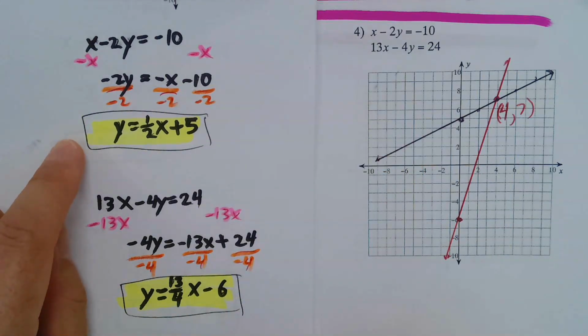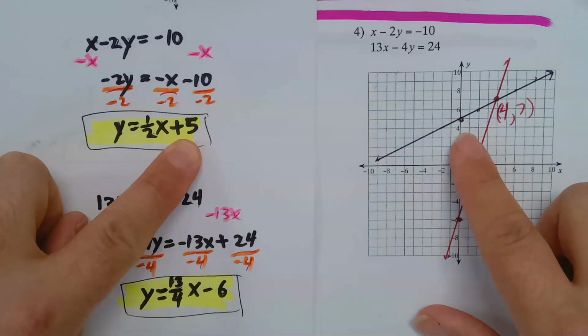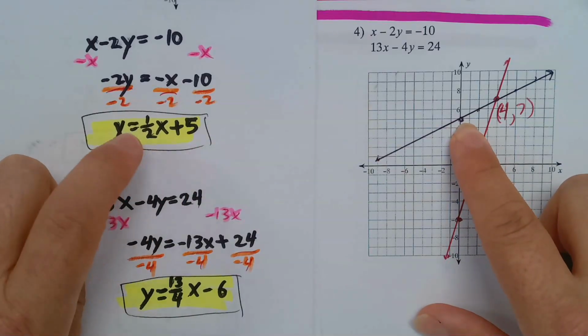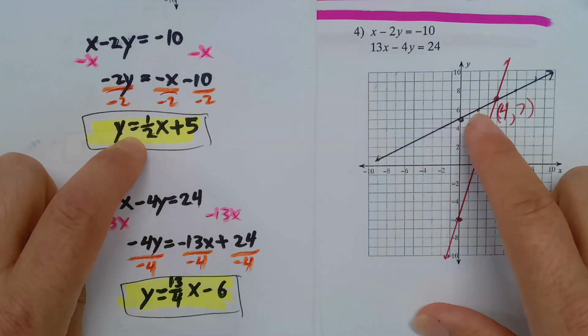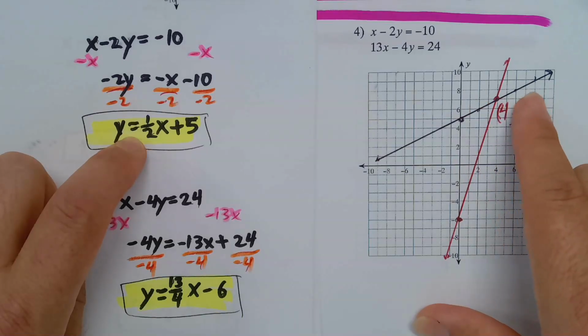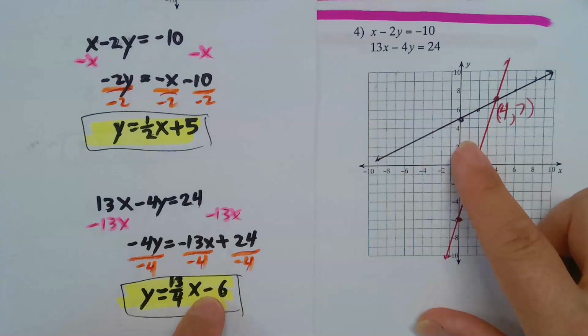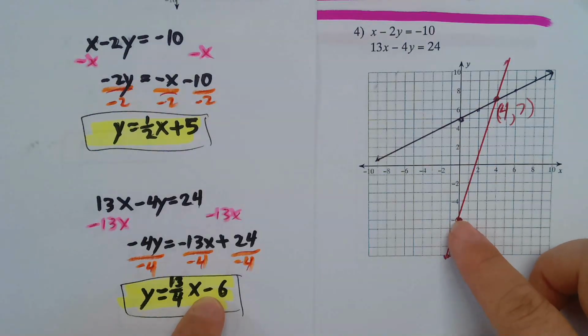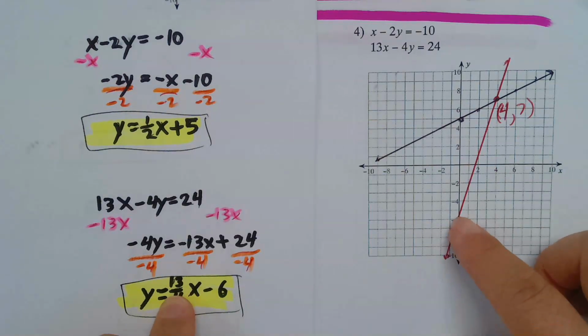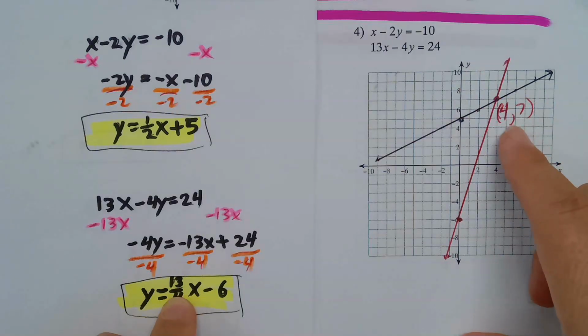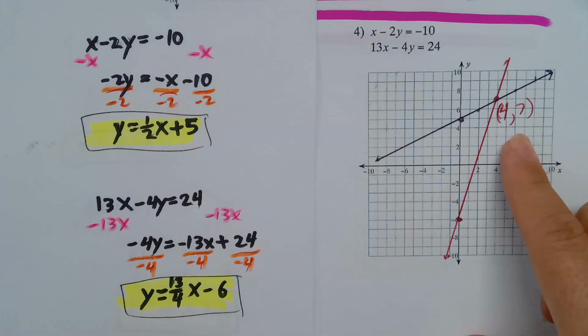So we graph the first line. The y-intercept is at 5. We got the dot there, and my slope is 1/2. So I go up 1 over 2, up 1 over 2, and I get this black line here. Okay. Y-intercept here is at negative 6, so I put a dot here at negative 6. I'm going to go up 13 and over 4, and I intersect here at 4, 7.